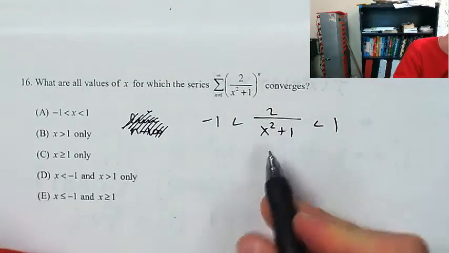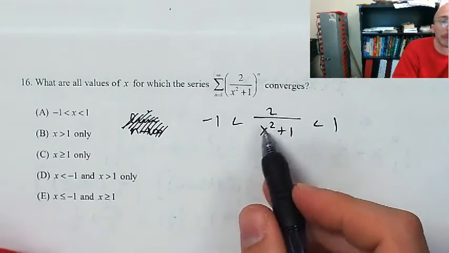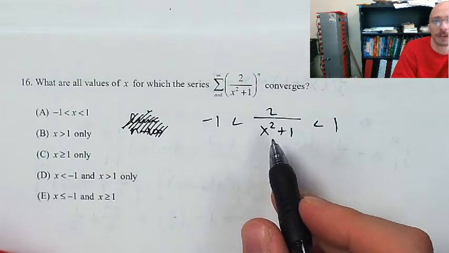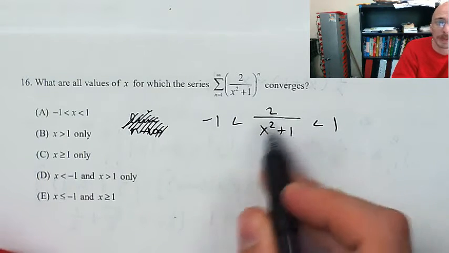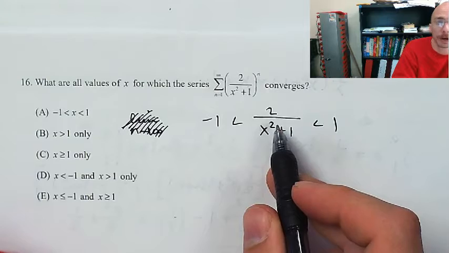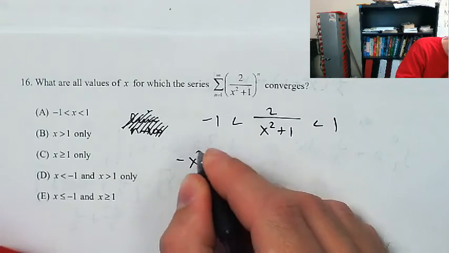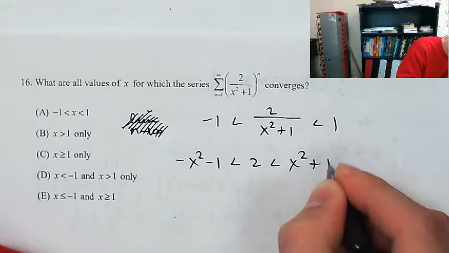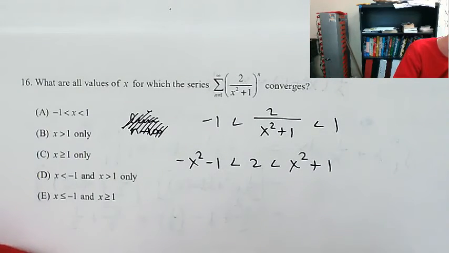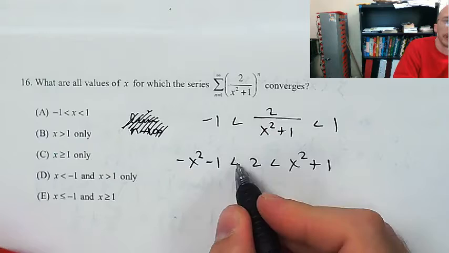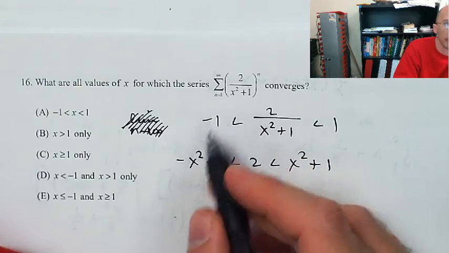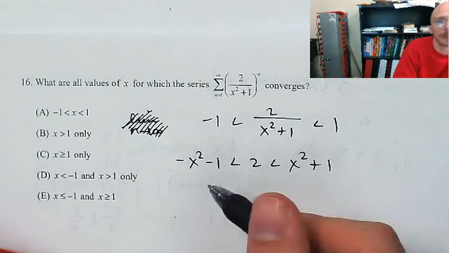Okay, now I'm going to multiply all three sides of this inequality by x squared plus 1, and I don't have to worry about the direction of the inequality changing because I multiplied by a negative number, because x squared plus 1 is always positive. So I've got negative x squared minus 1 is less than 2 is less than x squared plus 1. Okay, and this inequality is always true, because if x squared plus 1 is a positive number, then this multiplied by -1 is going to always be a negative number.